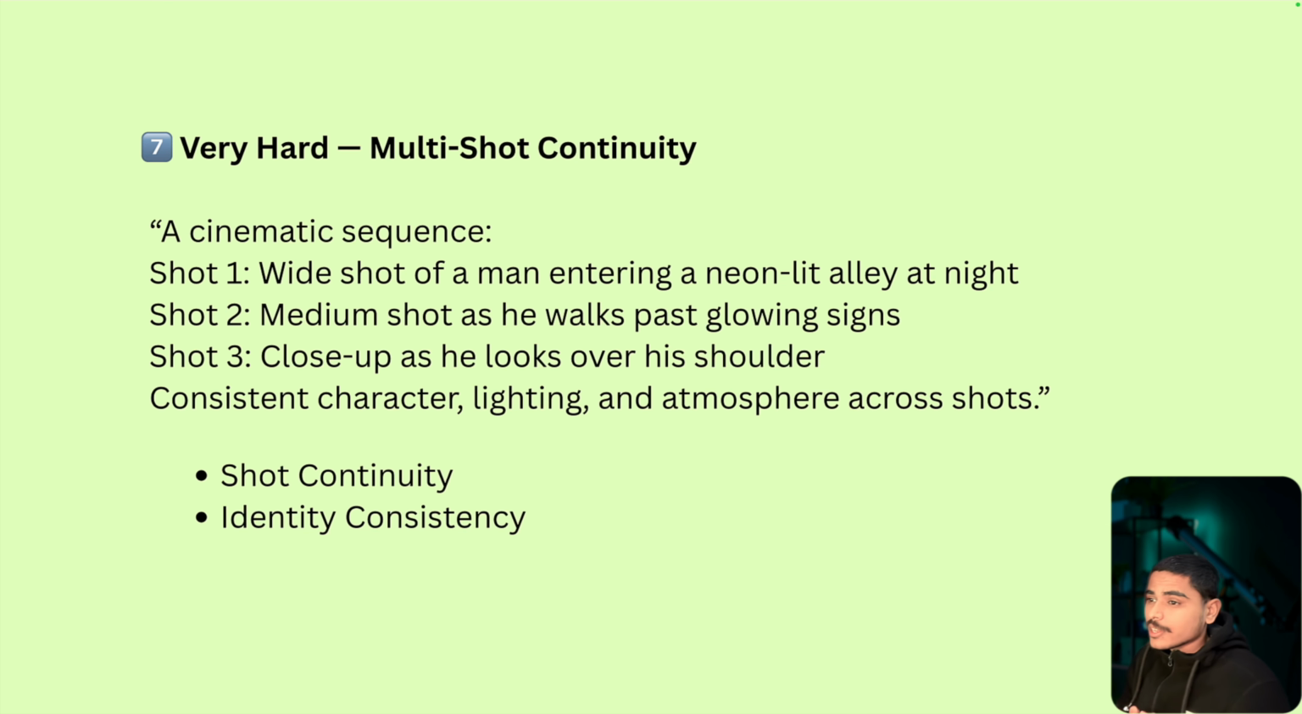Now we will see which model can get perfect shot continuity with multiple shots and character consistency. We want one clip of 3 shots. One with a wide shot of a man entering a neon lit alley at night. Then second, a medium shot as he walks past a glowing sign. And for third, we want a camera close up as he looks over his shoulders.